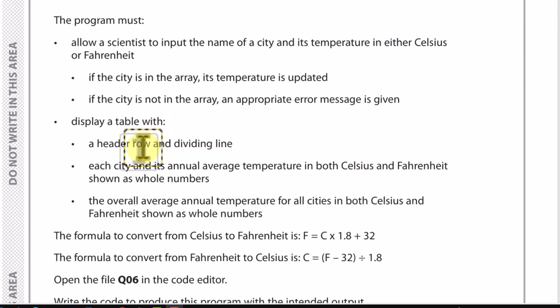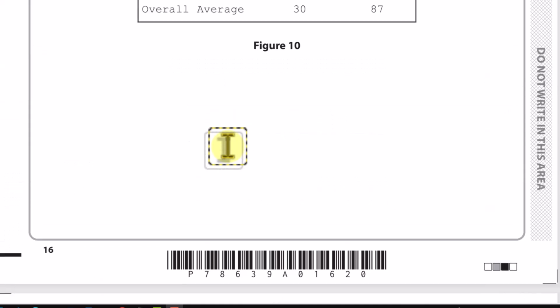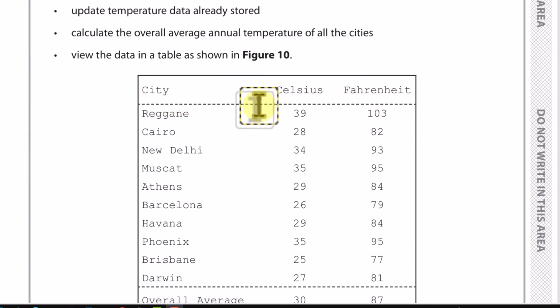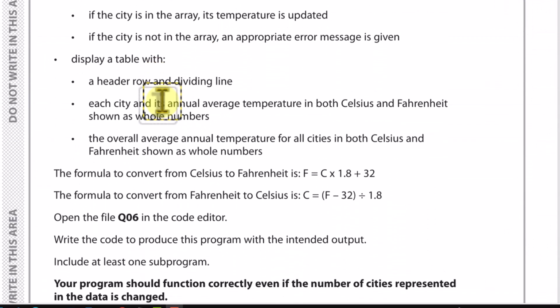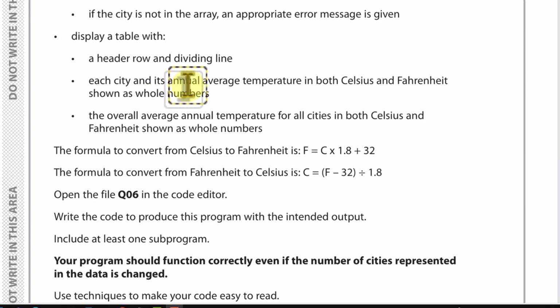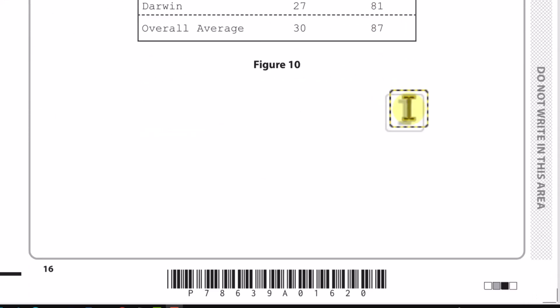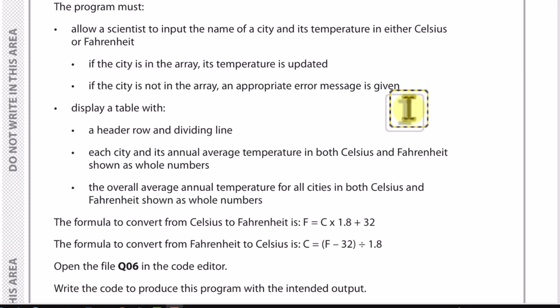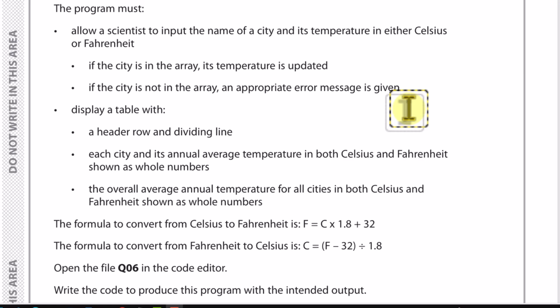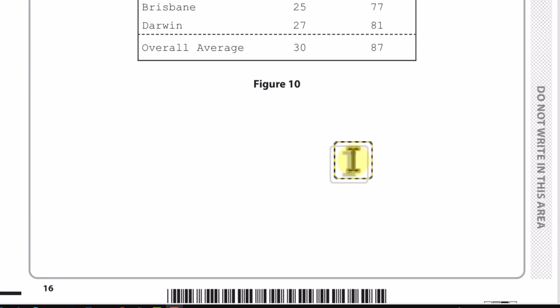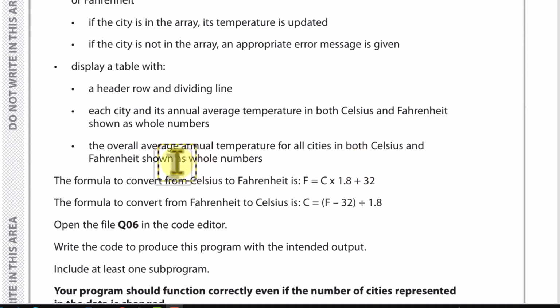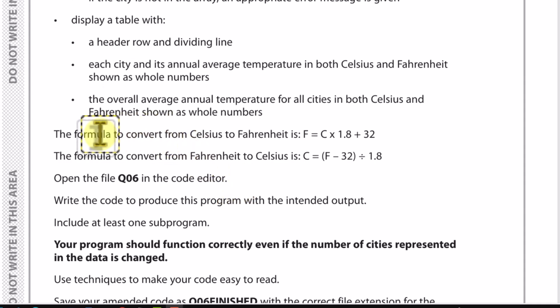Display a table with a header row and a dividing line. Okay, so here you see that is the header row and a dividing line. Then each city and its annual average temperature in both Celsius and Fahrenheit, as we have here. Then the overall average annual temperature of all cities in both Celsius and Fahrenheit shown as a whole number. That is, as a whole number, okay? So we have to do that. Then the formulas are given to us, okay? The formula to convert Celsius to Fahrenheit and the formula to convert from Fahrenheit to Celsius.